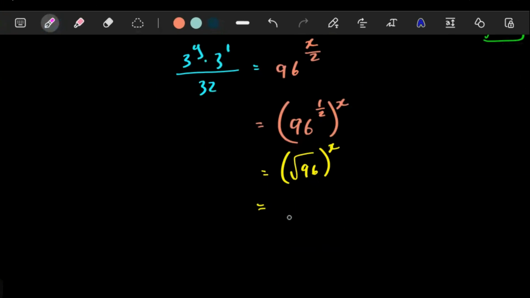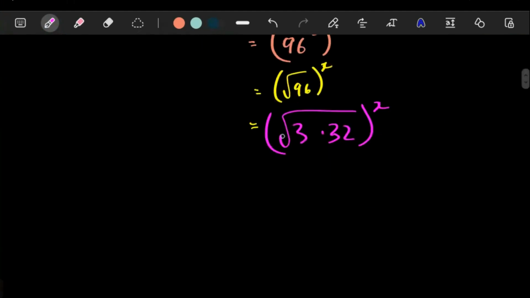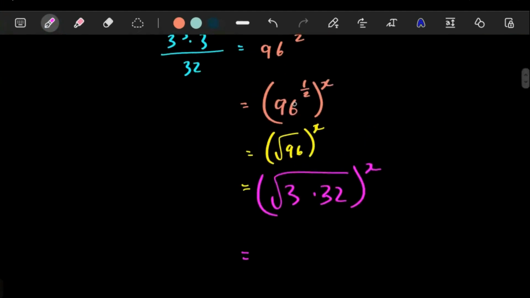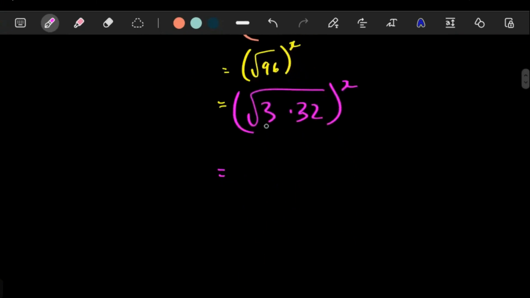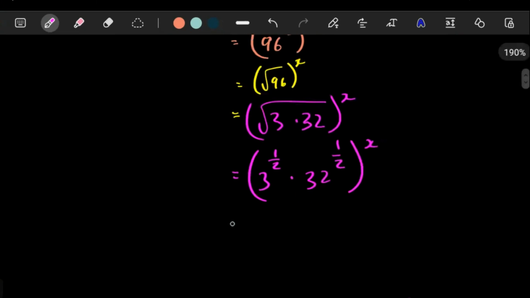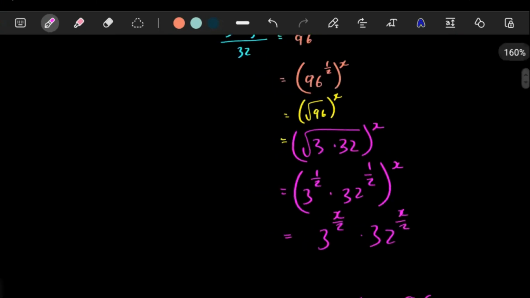Let's just see here. Square root of 3 times 32, the whole thing to the power of x, right? We can actually even go back to this step, but no, let's stay where we are, because this can be written as 3 to the power of a half, 32 to the power of a half, the whole thing to the power of x, which we can even say 3 to the power of x over 2, 32 to the power of x over 2. That's as far as we can get here.